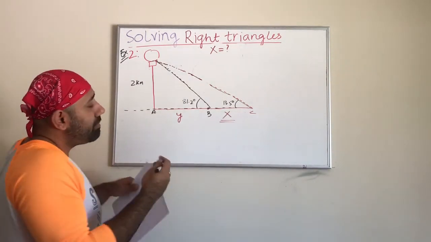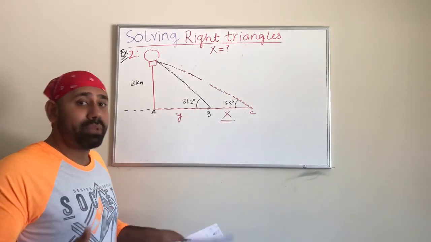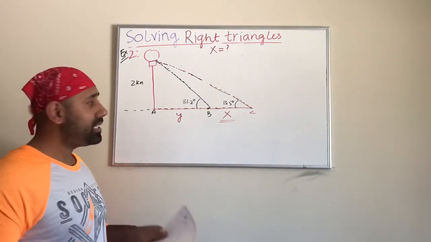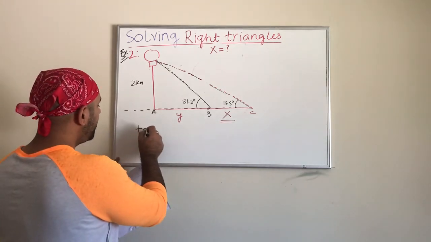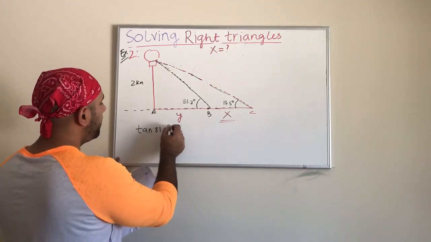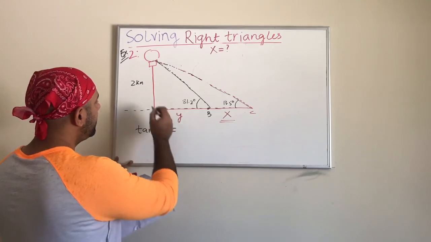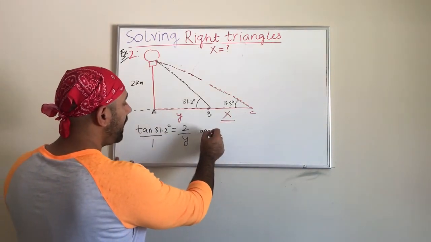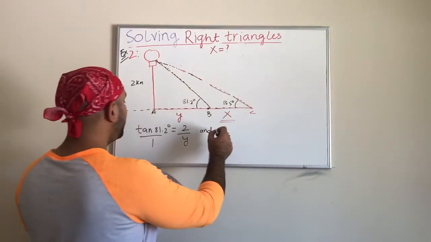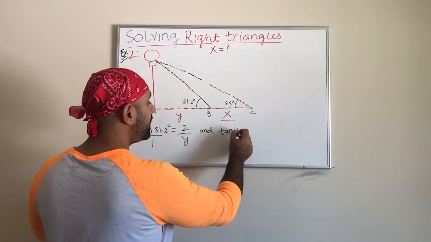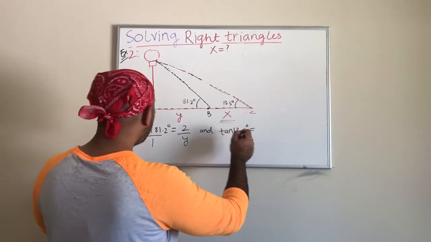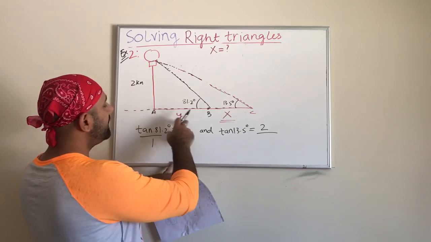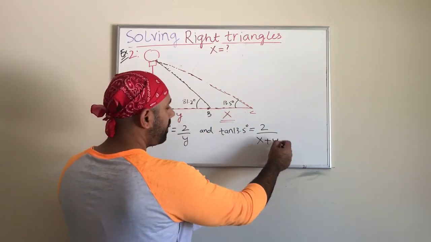Now, in many cases, guys, this is similar to example 1, if you have already watched my example 1, because we're still using the tangent function. So tangent of 81.2 degrees is opposite over adjacent, so opposite is 2 over y, right? And then we also have the other bigger triangle. In the bigger triangle, we can say that the tangent of 13.5 degrees is again opposite, which is still 2 kilometers, divided by the adjacent. Adjacent is x plus y, right?